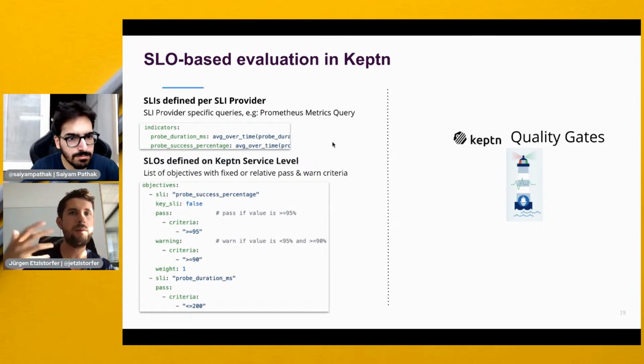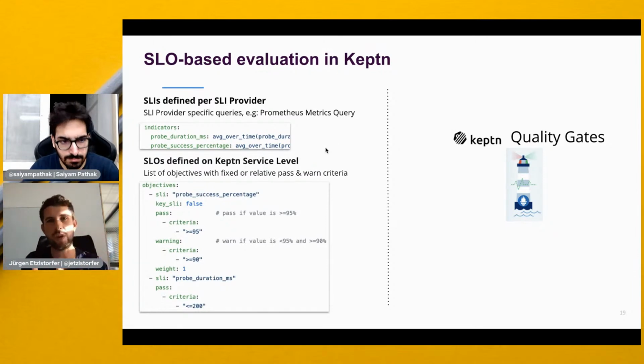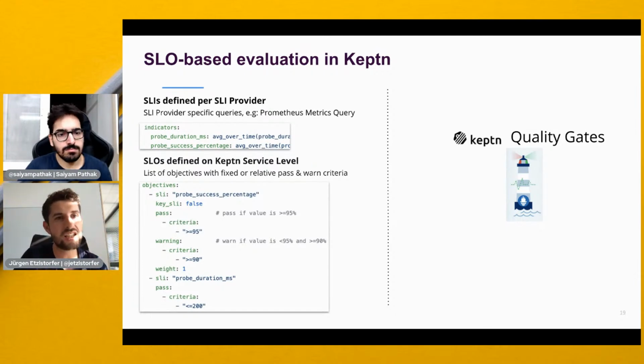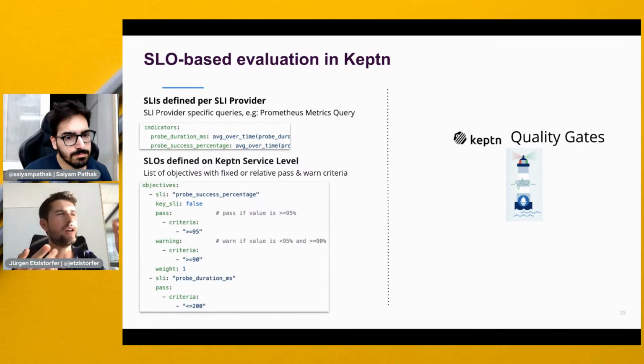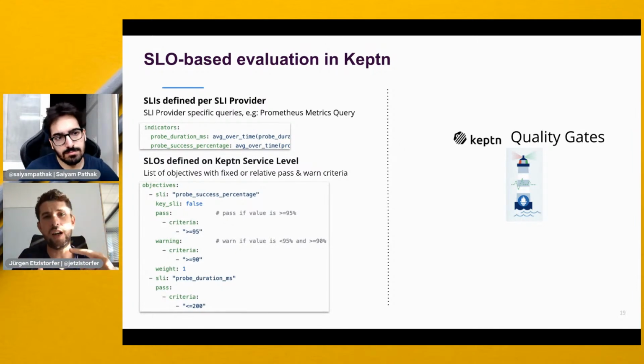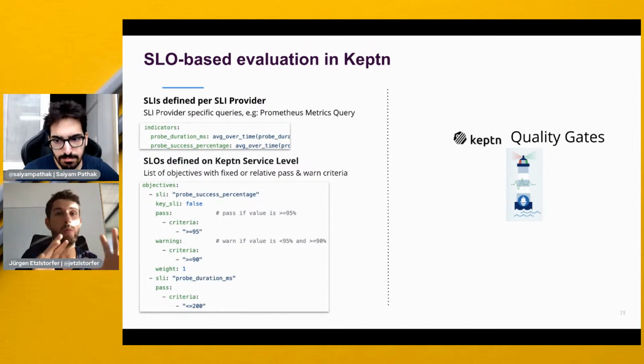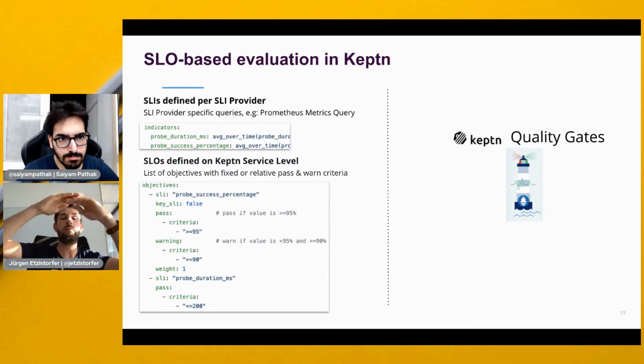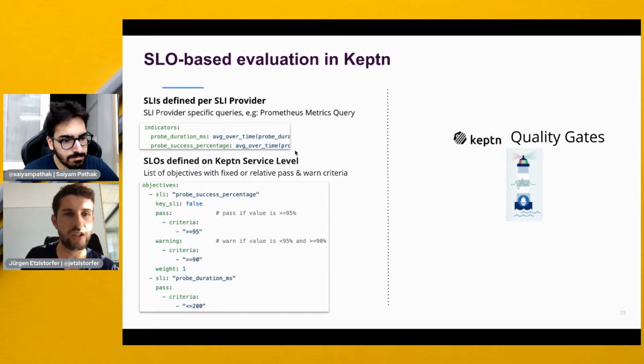We can think of this as a library of all the indicators I have. In this case, I just have 2 indicators, but think of hundreds of indicators, like response time P95, response time P99, error rate, throughput. Here I have the probe duration, probe success percentage, memory consumption, disk utilization, I/O, whatever. So you can build a large library of indicators, and Keptn already comes with some of those, but you can build it by yourself.